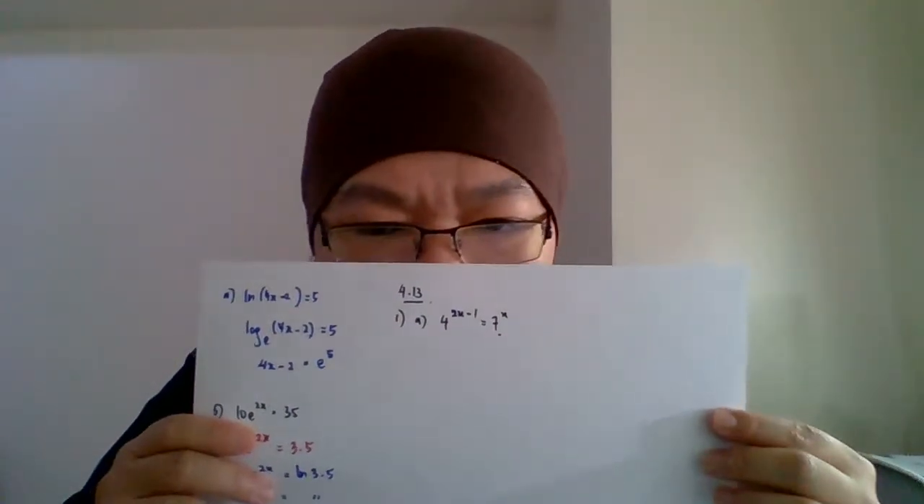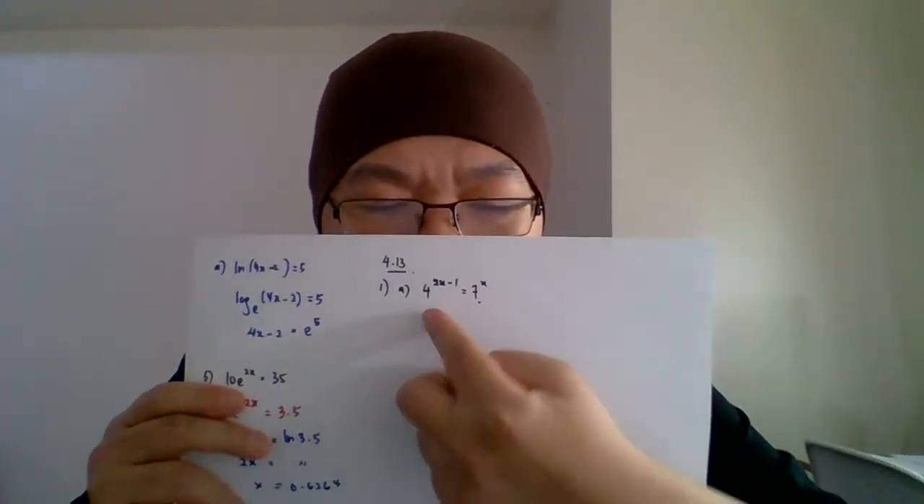Okay, number 1, self practice 4.13. Number 1A. Okay, so solve the following problem by giving your answer in 3 decimal places. For A, 4 to the power of 2x minus 1 equals 7 to the power x. Okay, guys, this is your question here, number 1A.